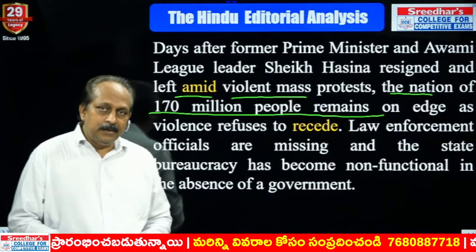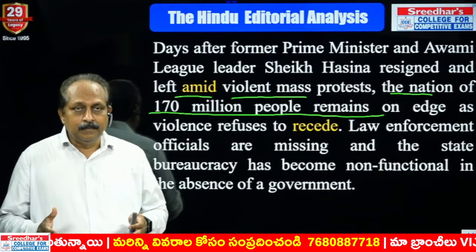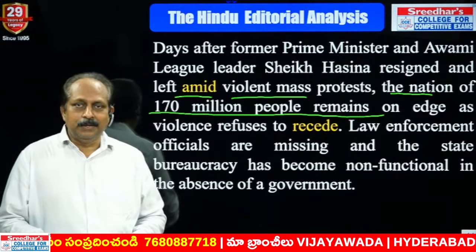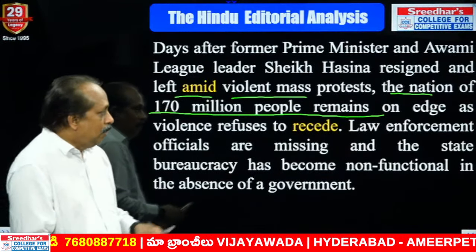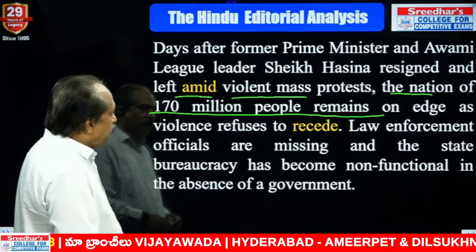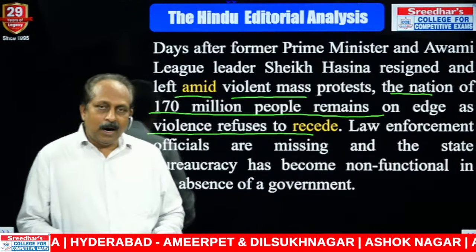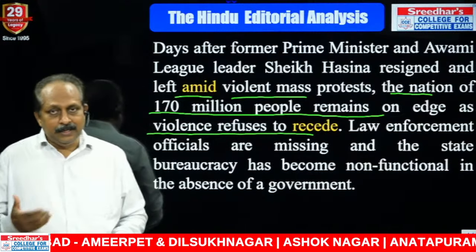Remain on edge means to be very tensed up. When you are on the edge of something, obviously you can't be normal, you will be tensed up. On the edge, as violence refuses to recede. Why is it on the edge? The violence refuses to recede.